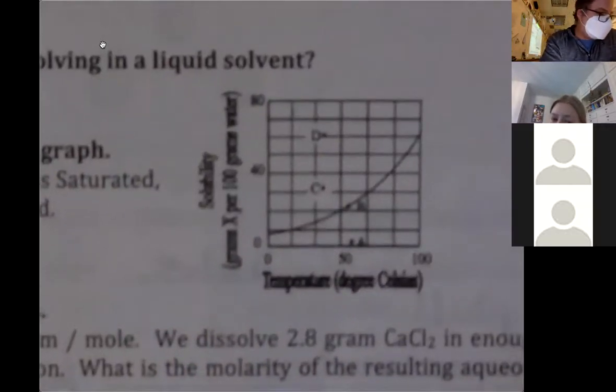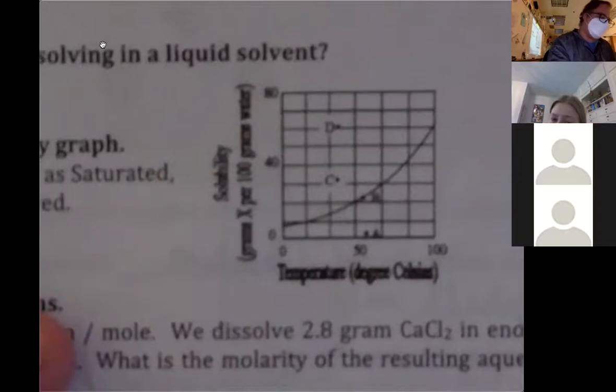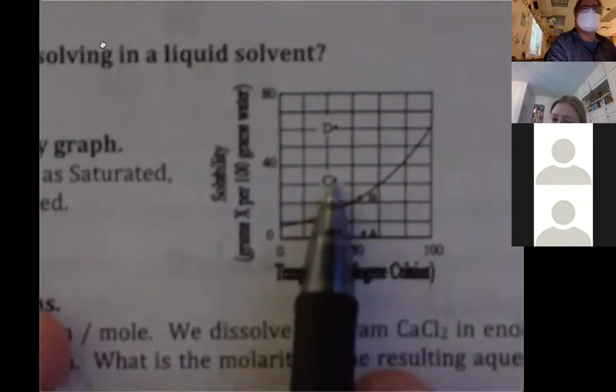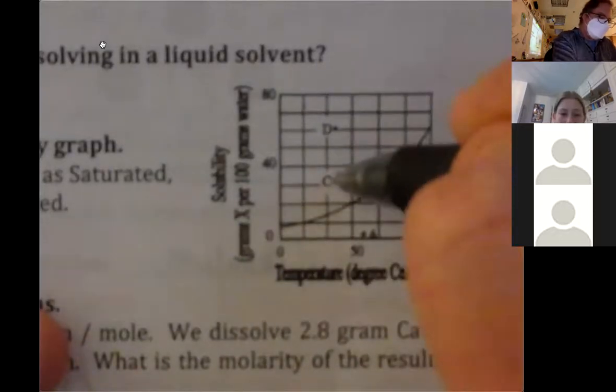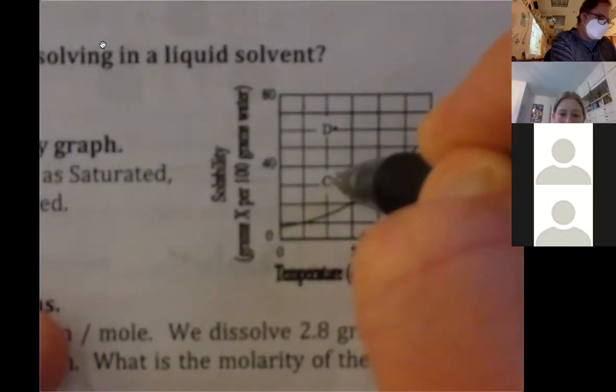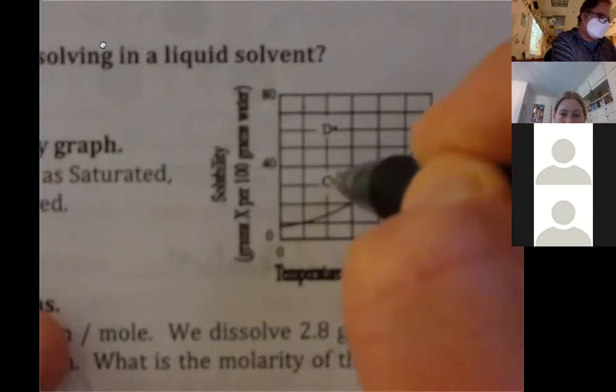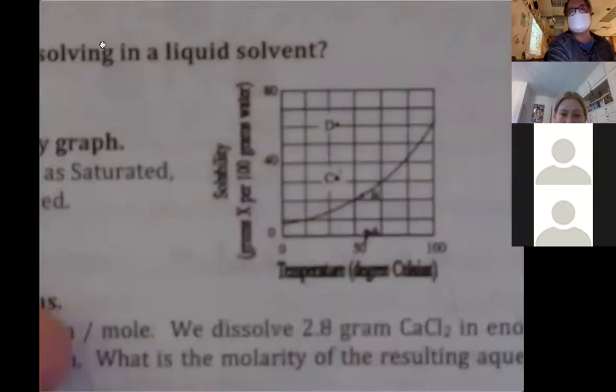So that's the thing. That's what I meant whenever I said put your finger on the dot or something like that. Am I on the line? Because if I'm on the line, I'm saturated. If I'm over the line, I'm super saturated. If I'm below the line, I'm unsaturated.